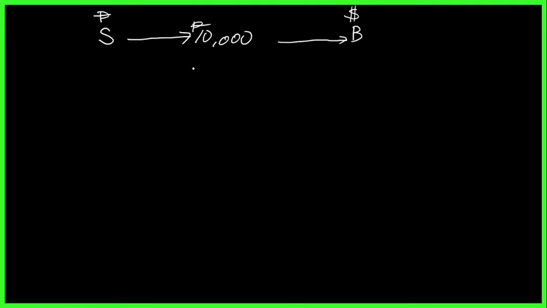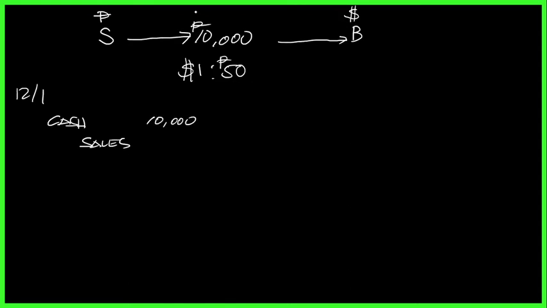On that date, the exchange rate is $1 is to 50 pesos. So in the books of the seller, to record this sale as of, let's say, December 1, you are going to receive cash and you're going to credit sales. How much are you going to receive? This will be 10,000 pesos. Why? Because it's denominated in pesos.